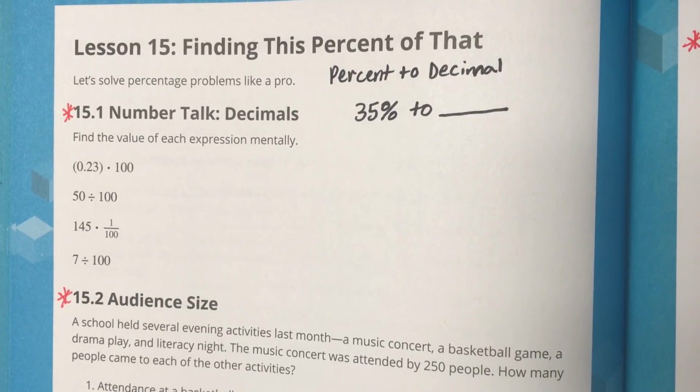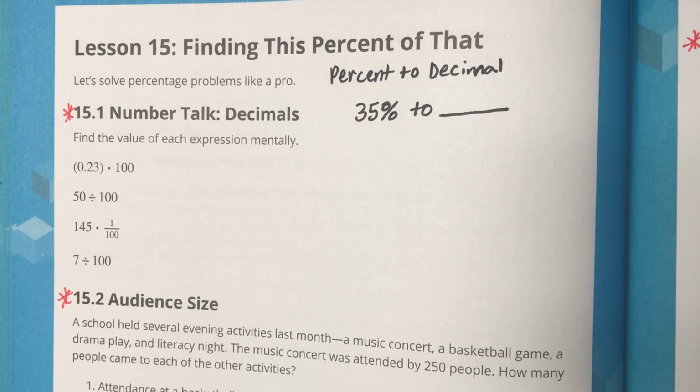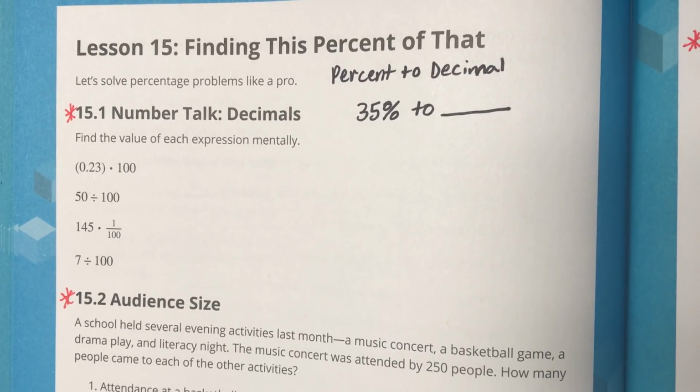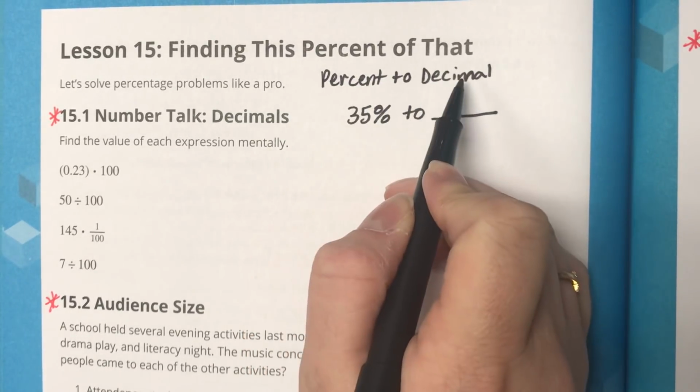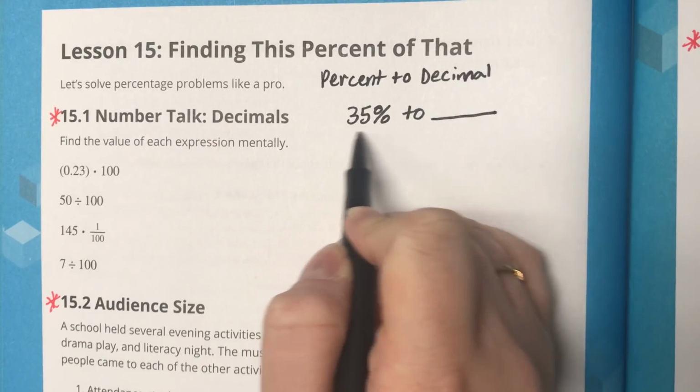Welcome class. Today we're going to work on lesson 15 from unit 3, finding this percent of that. Before we get started, I want to show you something that some of you may know but others might not have realized. When we want to change a percent to a decimal, we just think about 35%.